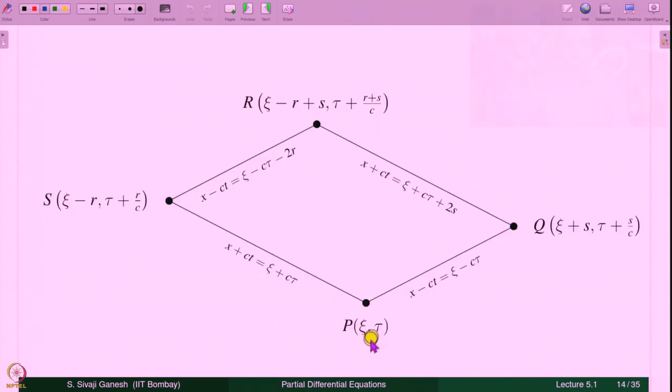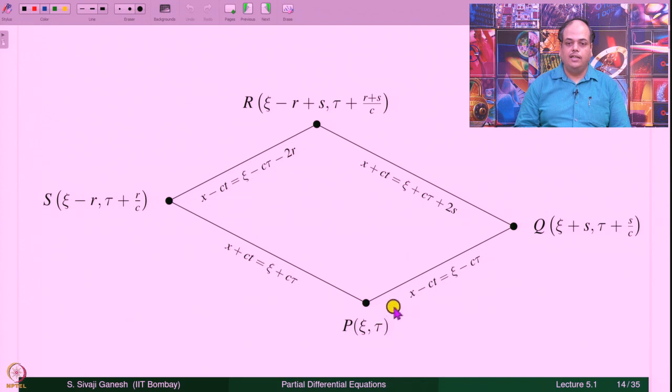So, let us take the point P as (xi, tau), and this line is given by x minus ct equal to constant. Since this point lies on it, that constant has to be xi minus c tau. Now, I am going to consider Q, which is of the type (xi plus s, something). I can determine what that point is using this equation. That is why I get Q. Similarly, I propose S is like (xi minus r, something), and that something can be determined by using this equation, x plus ct equal to xi plus c tau.